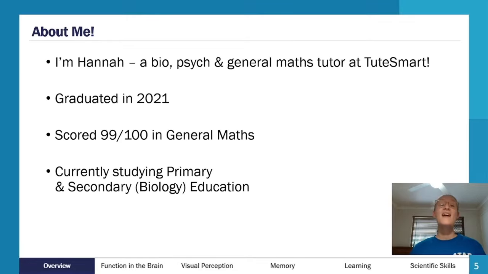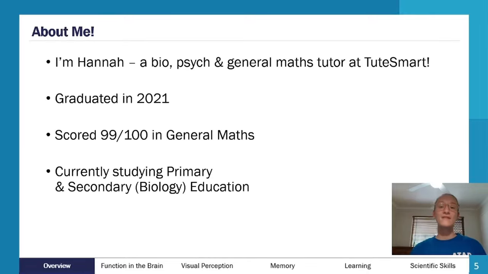A little bit more about me. My name is Hannah. I'm a biology, psychology and general maths tutor here at TutorSmart. I graduated high school in 2021, so I've been through the ATAR system myself. I scored 99 out of 100 in general maths, just losing 1 mark on the external, which I was very happy with. I'm currently studying primary and secondary education. My major is biology, so I really enjoy that. For work, I get to do lectures like this and share some of my content knowledge and tips and tricks with you guys who are about to be going into year 12. So I hope you're feeling really confident about that, and I hope today's lecture gives you a bit of a head start with that as well.